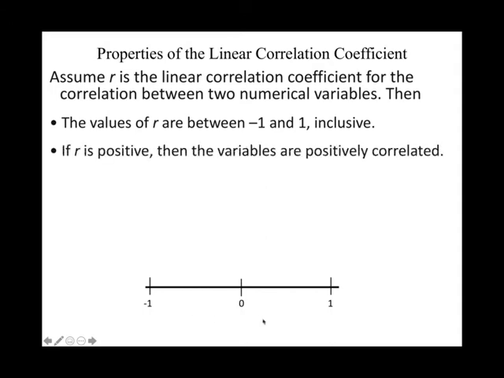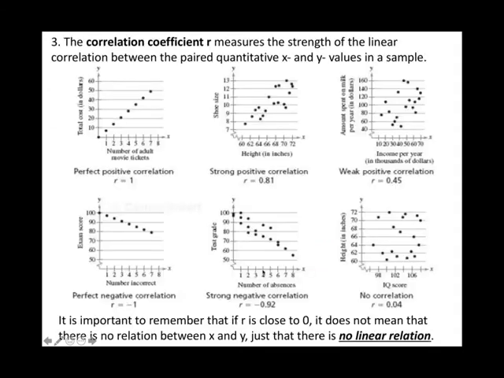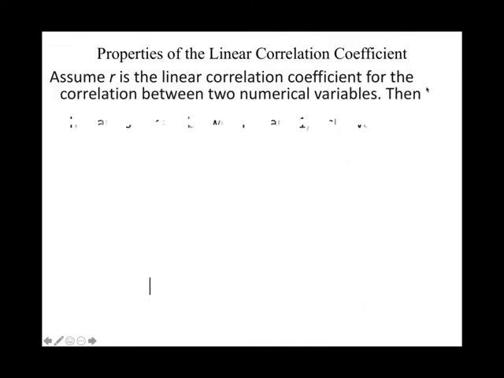If R is positive, then the variables are positively correlated. So if your R is positive, you're going to know the slope becomes positive and it's going to be going in this direction. Okay, it's going to be increasing.